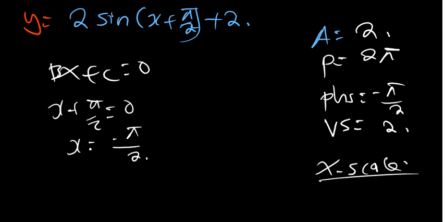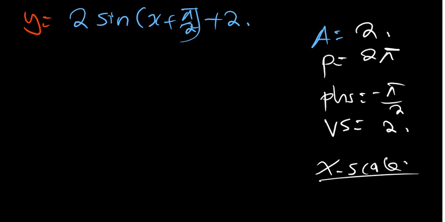What else? That one is clear. What else is not clear? The phase shift. For the vertical shift, you just get this number. That is D. The period is 2 pi over B. So in this case, B is 1. So it is 2 pi over 1. It's 2 pi. Is that okay?